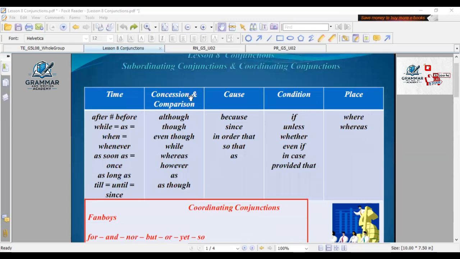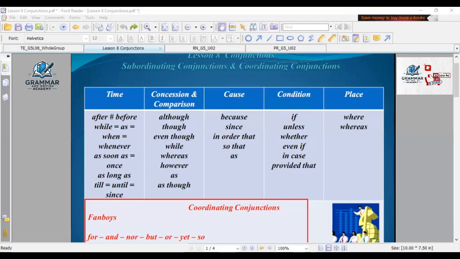The subordinating conjunctions here, as you can see, some of them refer to time, some of them refer to concession and comparison, some of them refer to cause, some refer to condition, and some refer to place. One by one, Abdurrahman, can you read for us the subordinating conjunctions that refer to time? After, before, while, as, when, whenever, as soon as, once, as long as, till, until, since. Thank you so much, Abdurrahman.